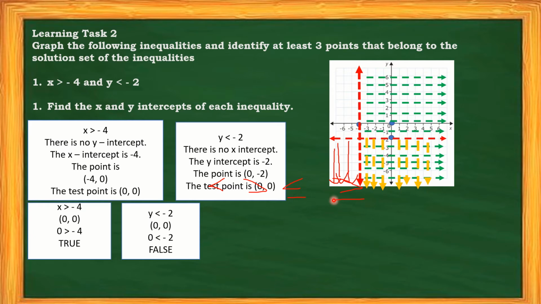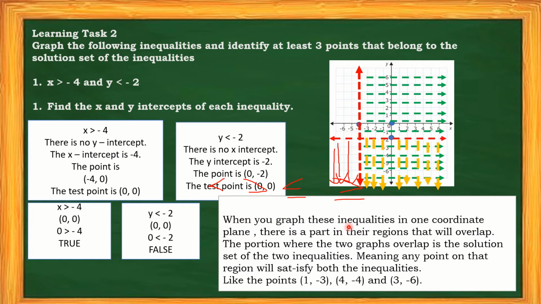Ang hinahanap natin dito ay solutions ng inequalities, ng system ng inequality na to na x is greater than negative 4 and y is less than negative 2. So, when you graph these inequalities in one coordinate plane, of course, this is a system. So, there is a part in the regions that will overlap. So, eto yon yung nag-overlap. Yung nag-overlap na shade ng first inequality at ng second inequality.